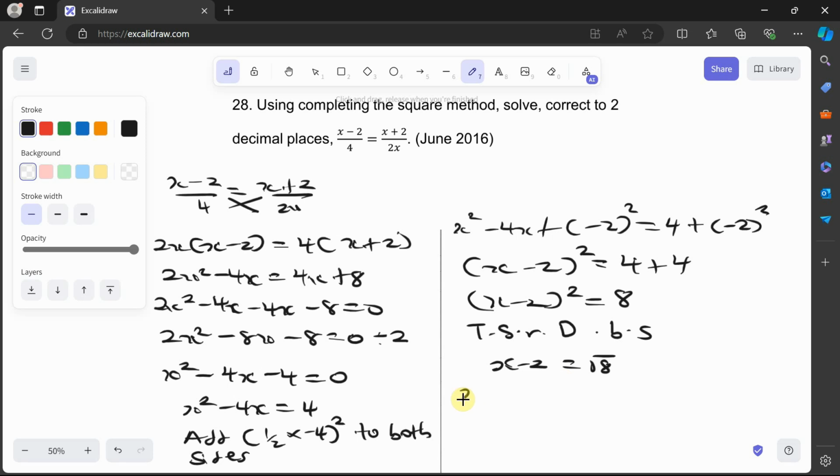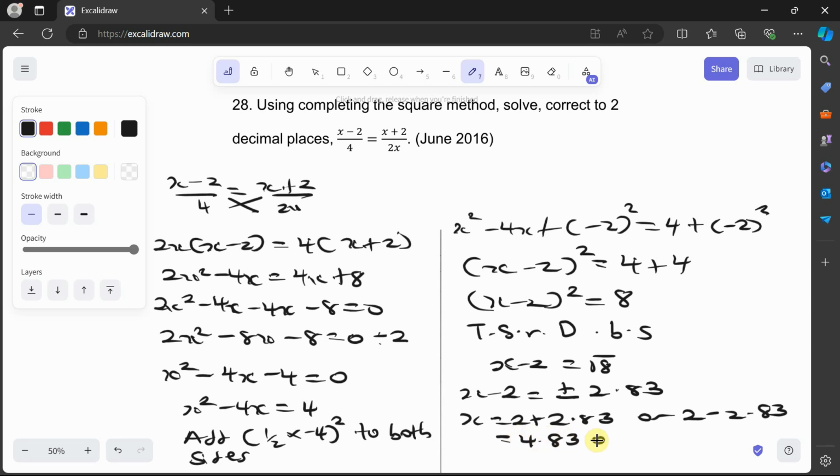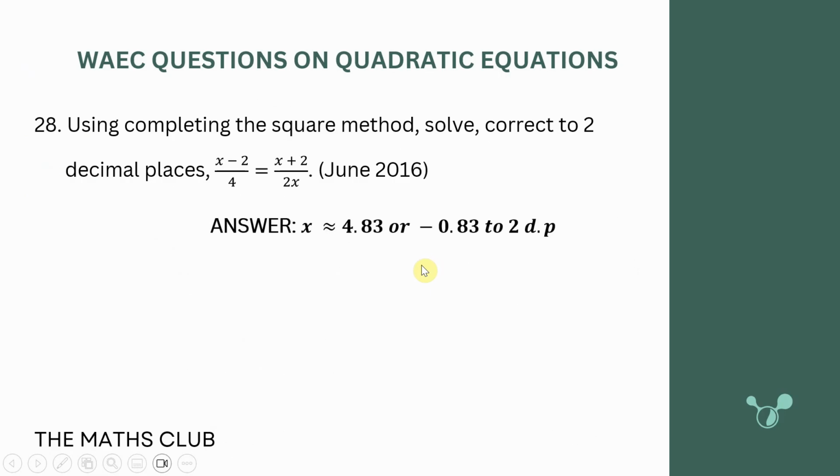So this is like saying x minus 2 is equal to plus or minus, what's the square root of 8? Because we're doing to 2 decimal places, that is 2.83. So this is x is equal to 2 plus 2.83 or 2 minus 2.83. So this is like saying x is equal to 4.83 or minus 0.83. Let's see if we are correct. Great, so 4.83 or minus 0.83 is 2 decimal places.